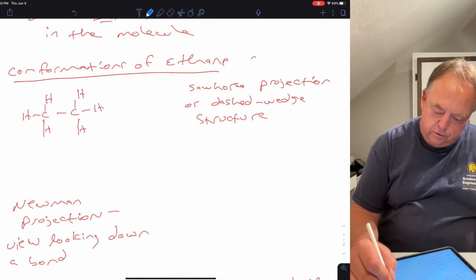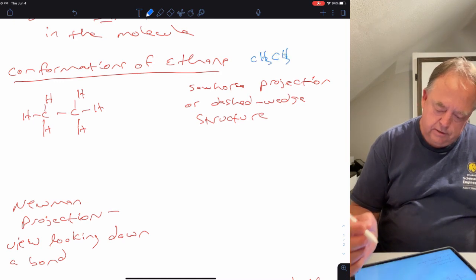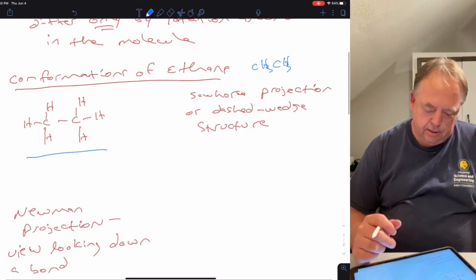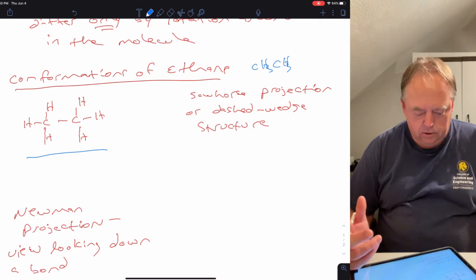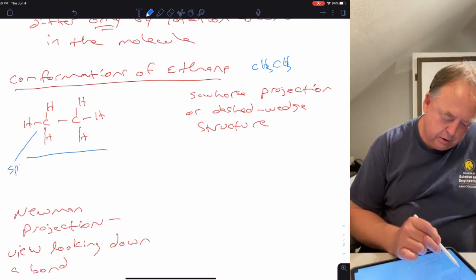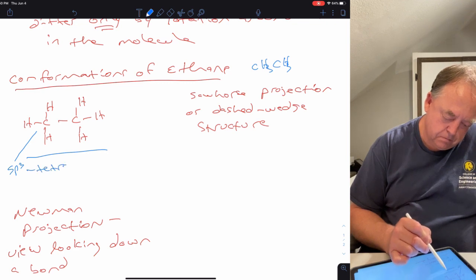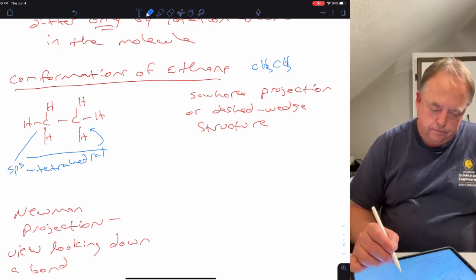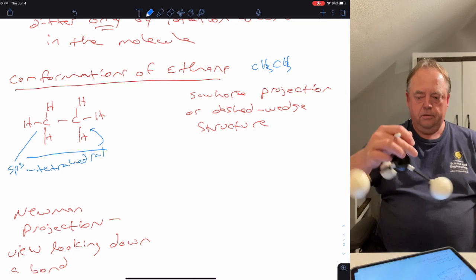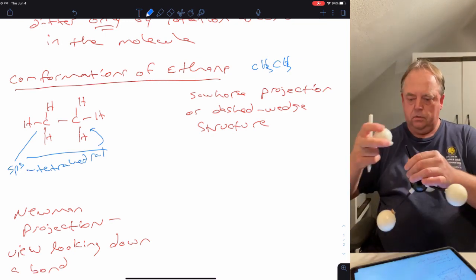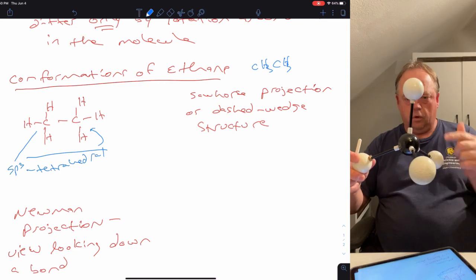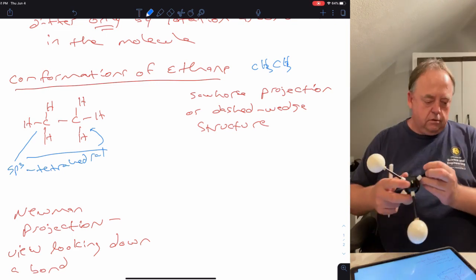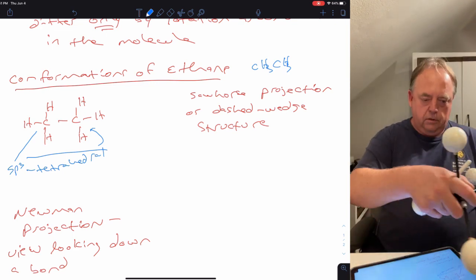So ethane, of course, is CH3CH3. If we draw the expanded structural formula and show all of the bonds, ethane looks like that, but that's not a good representation because each carbon is sp3 hybridized, so it's tetrahedral. If you remember what a tetrahedron looks like, each of the bond angles is 109.5 degrees. So each of these carbons in ethane is tetrahedral.